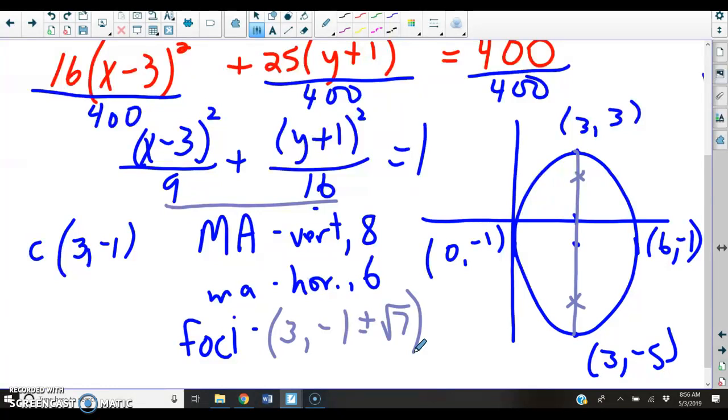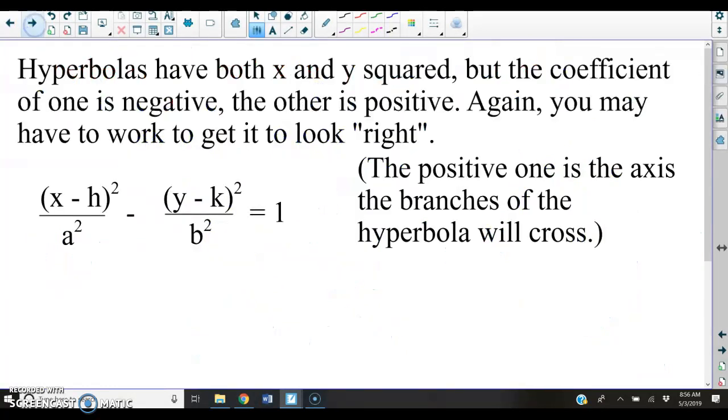Okay, we do not have time to look at hyperbolas on this one. I will try to on another video. Be careful when you complete the square for the negative part. Make sure you distribute the negative number. Otherwise, it's like the ellipses.